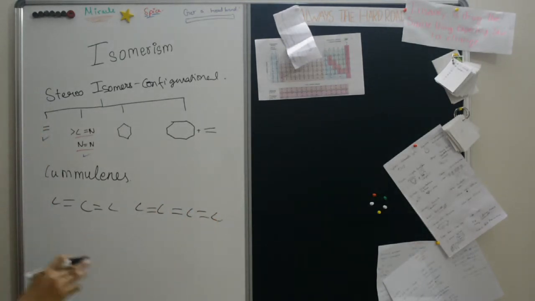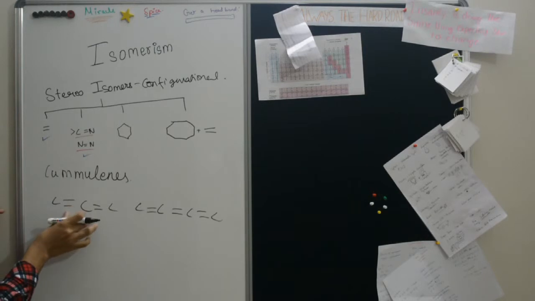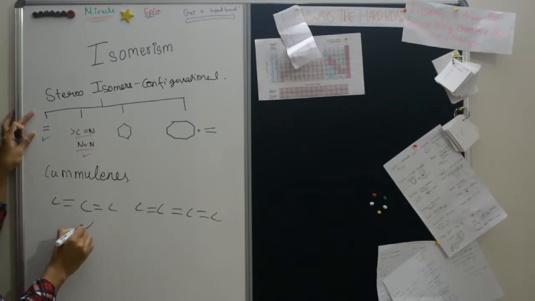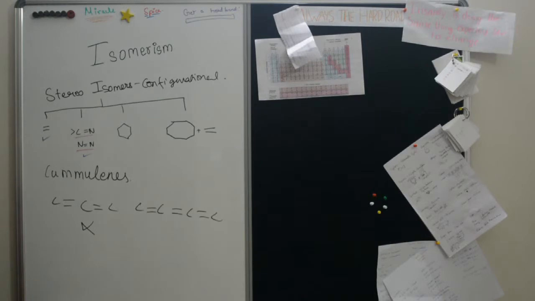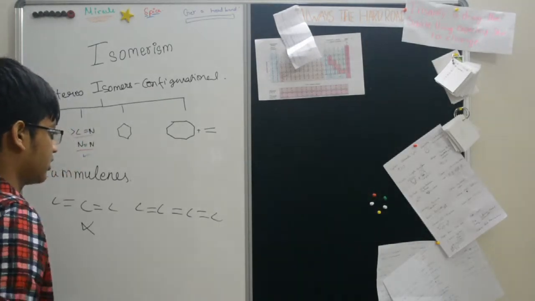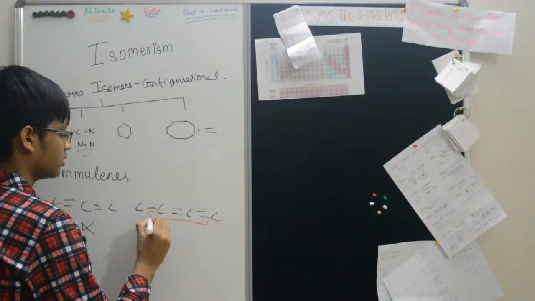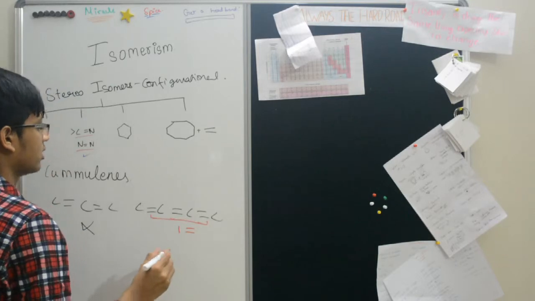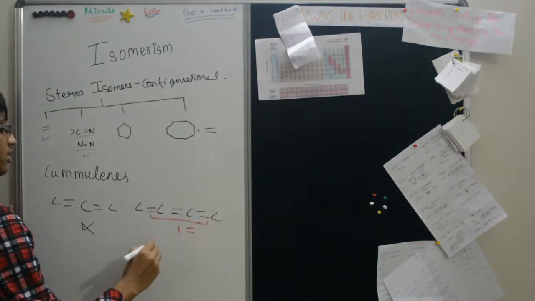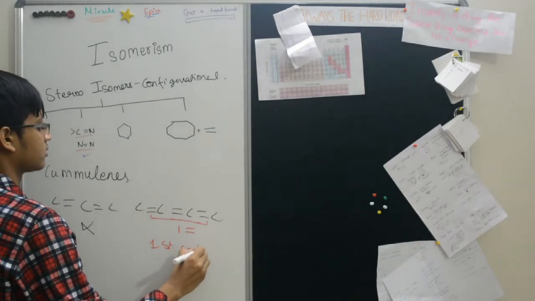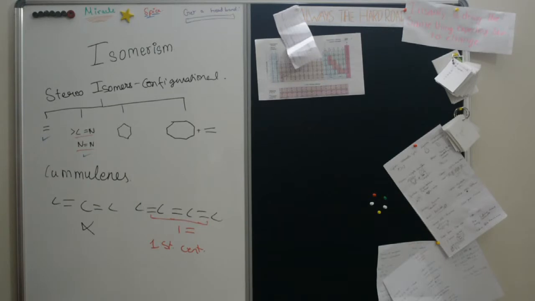But one thing you should remember is that these double bonds cannot be considered as stereoisomeric double bonds, so these do not show stereoisomers. However, these right here, all these three can be made into one double bond, and it will act as one double bond, and therefore it will have one stereo center. You should just remember that. And that's all for cumulenes.